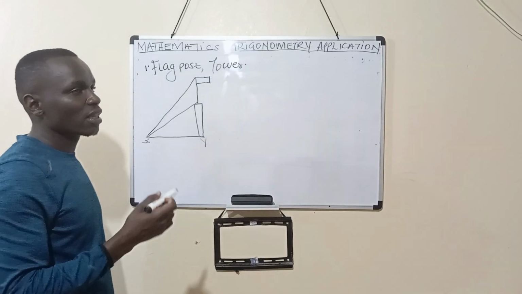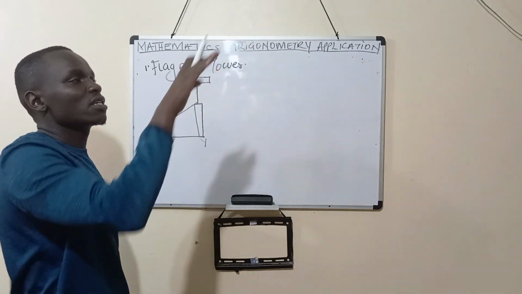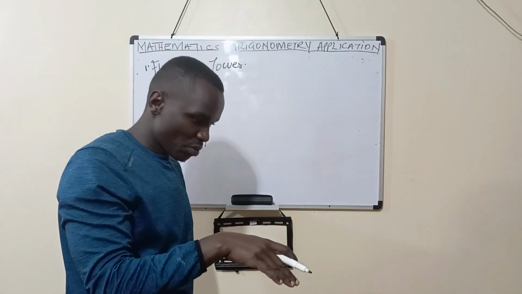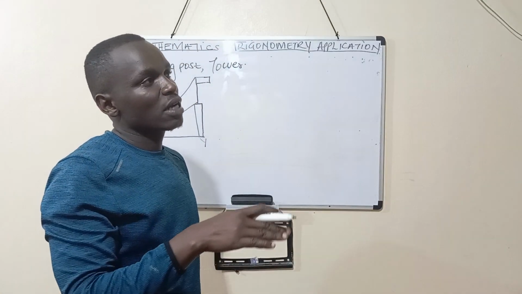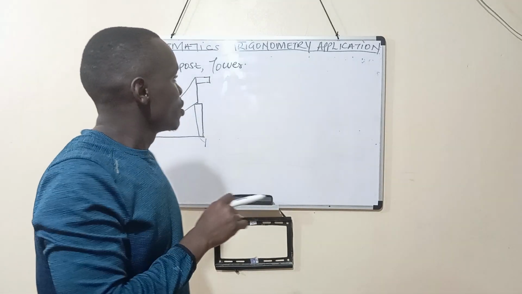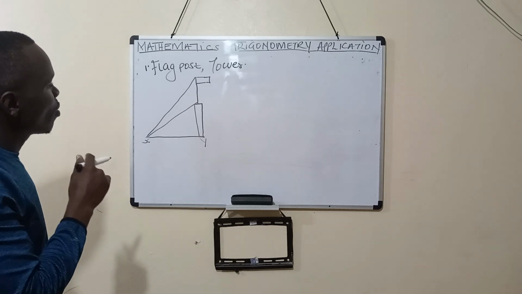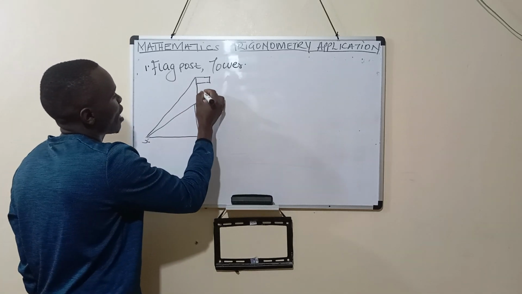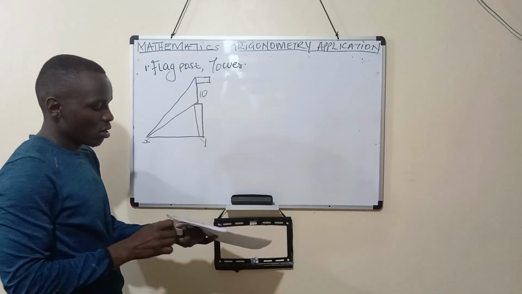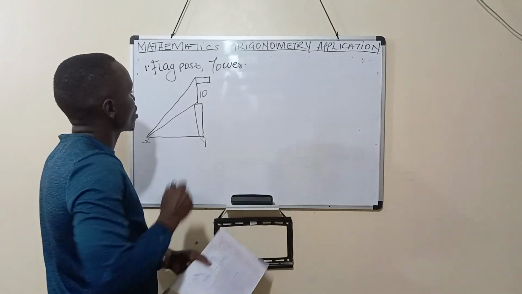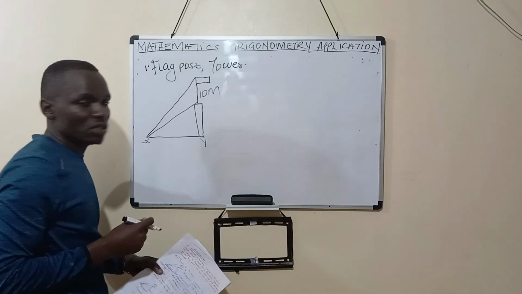We are elevating. This is elevation. This is depression. Remember, in our last class, we learned about elevation and depression. So in this case, we are talking about elevation. We are told that the flag post is 10 meters long. The flag post is 10 meters long here, talking about 10 meters.